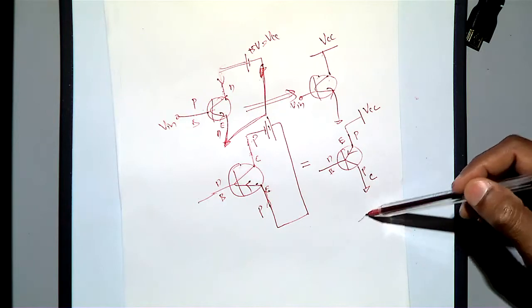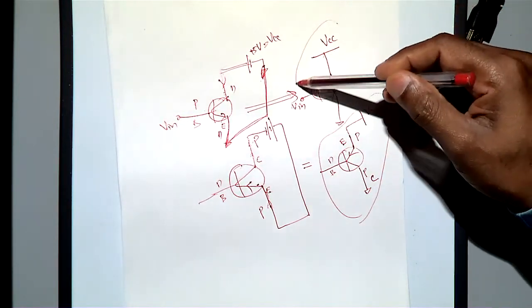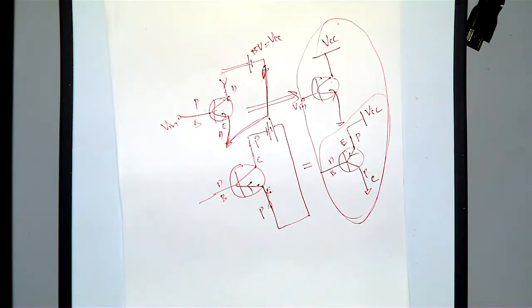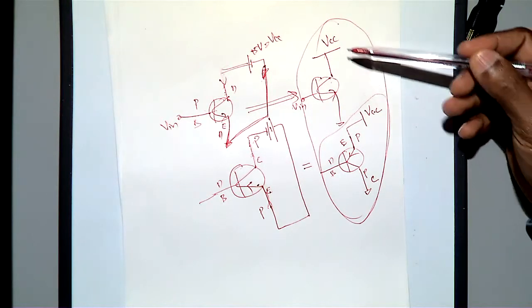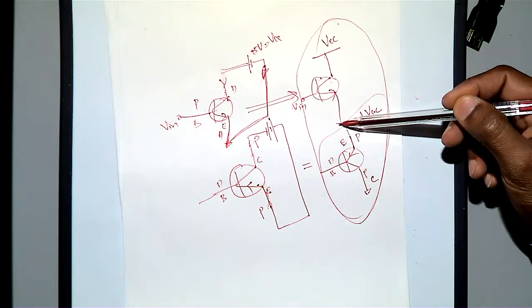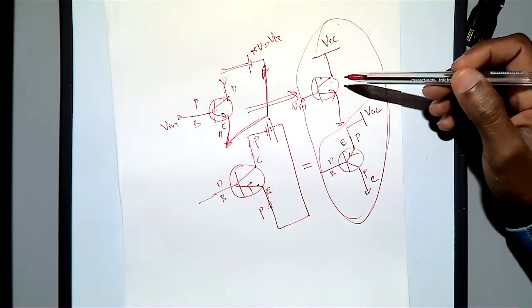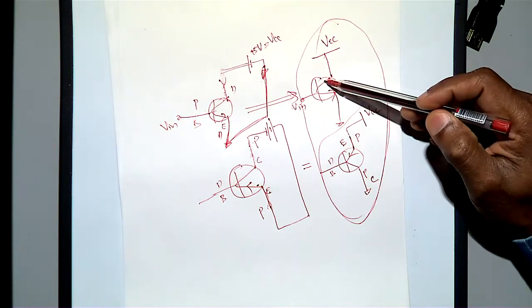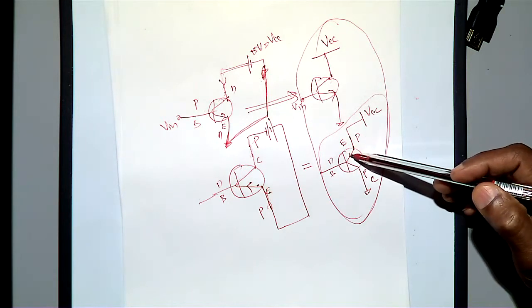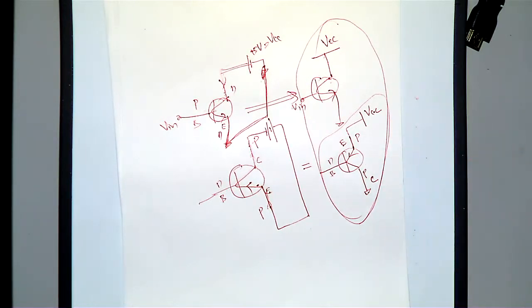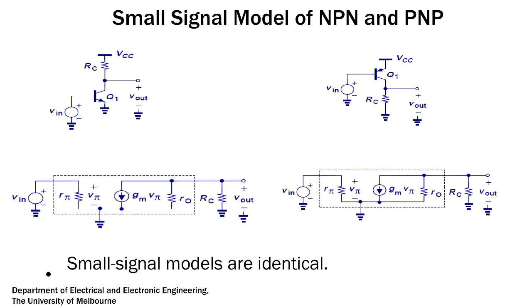The advantage of this one is that both are consistent in the drawing. The top you have VCC, top you have VCC, here you are grounding, here you are grounding. But please make sure that you understand the drawing, because here this is the collector, but when you draw like this for PNP, this is the emitter. That's the only thing you have to be careful about. Small signal models are identical for NPN and PNP.